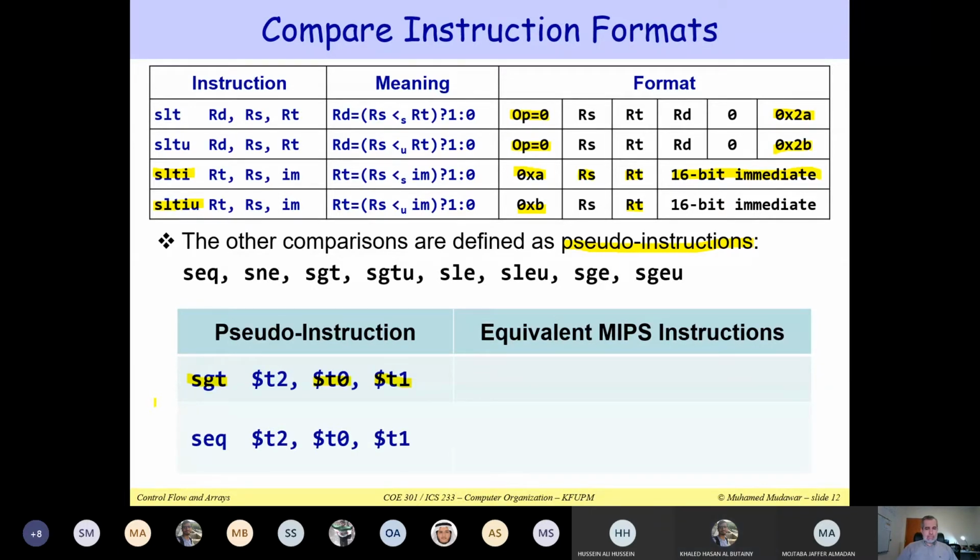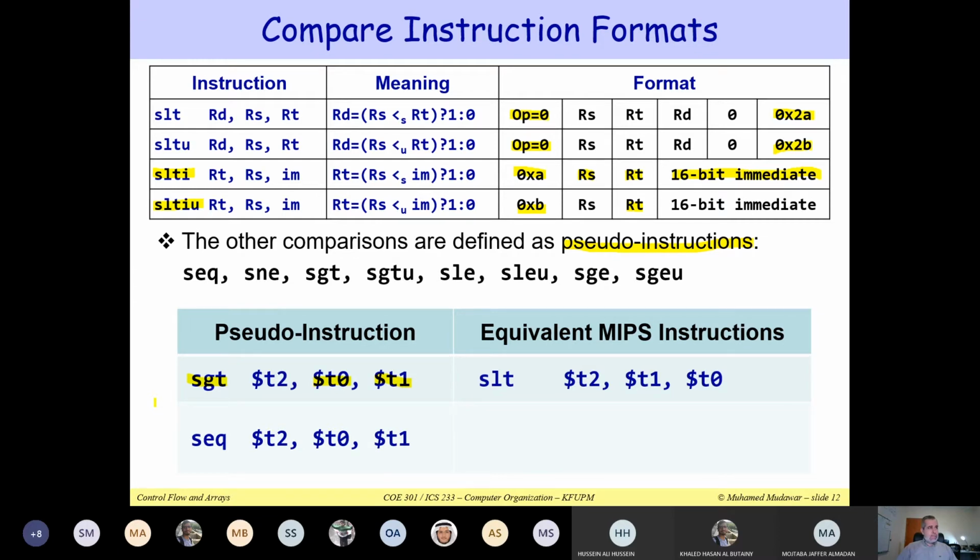Yes, go ahead Khalid. I will put T1 first. I mean set less than T1. Sorry, the destination T2. Yeah, destination will remain T2, yes. So we write set less than T2, comma. RS is T1. Yes. And RT is T0. Excellent. So we switch the order of T0 and T1. So it becomes set less than T2, comma T1, T0. Excellent.